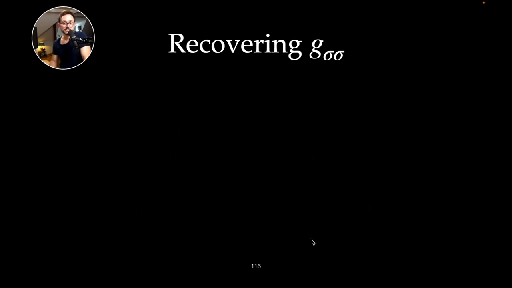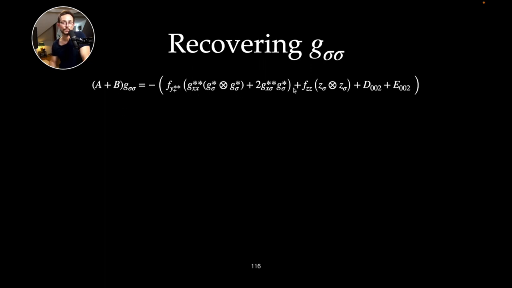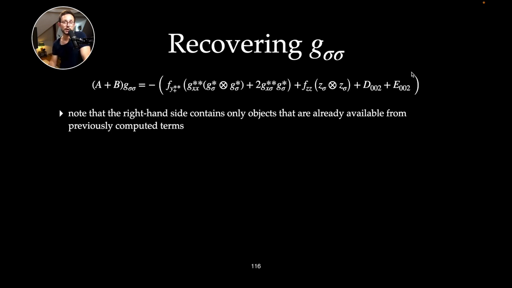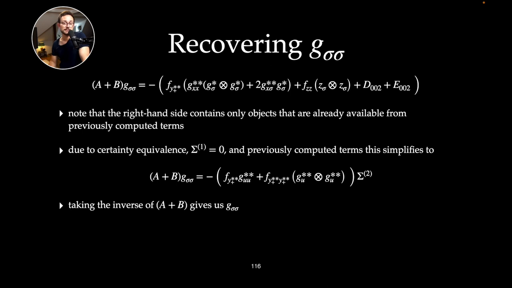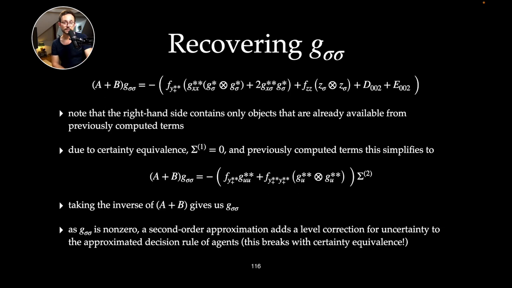Now, let's have a closer look into this. The right-hand side only contains objects that I already have from the first order approximation or that are already computed. Now, I have certainty equivalence, of course, so g sigma is zero. So those terms are zero. Those terms are zero. And E002, because this contains the first moment, will also be zero, but not D002. So I have a plus b times g sigma sigma minus these terms right here. And those are non-zero. So taking the inverse of a plus b gives me g sigma sigma. So finally, the second order approximation adds a correction, a level correction, for uncertainty to the approximated decision rules. So we've broken with certainty equivalence.